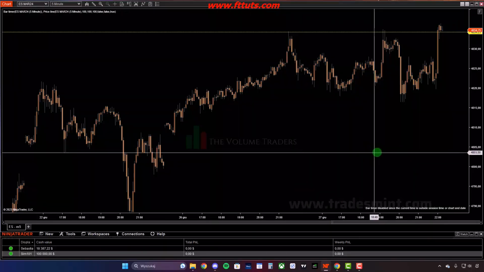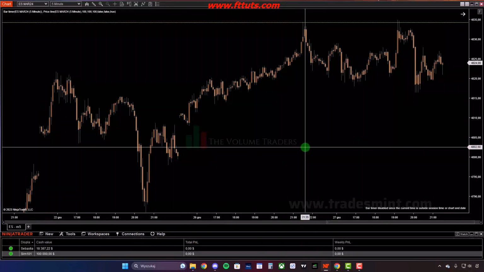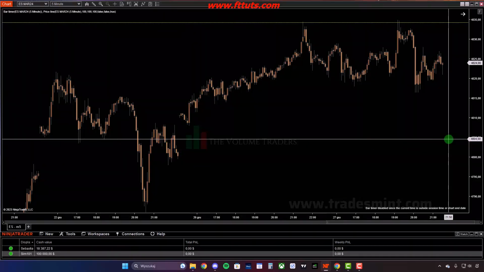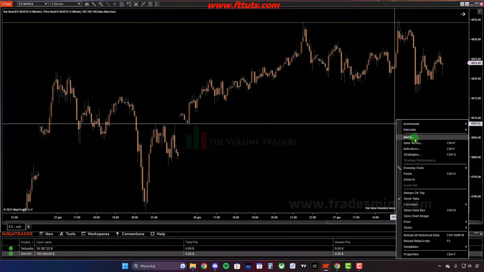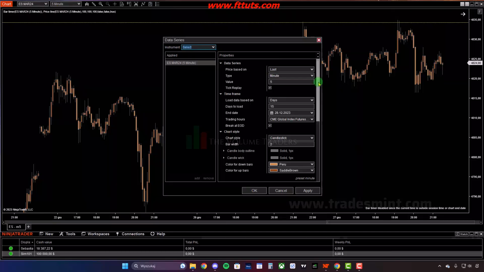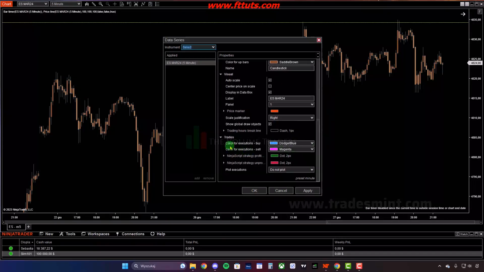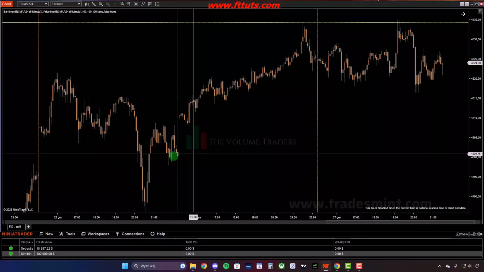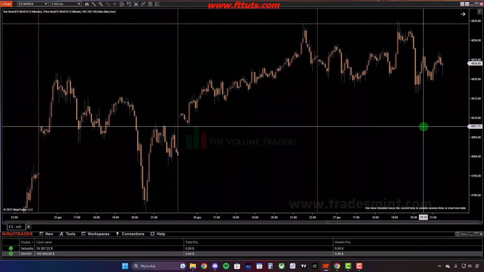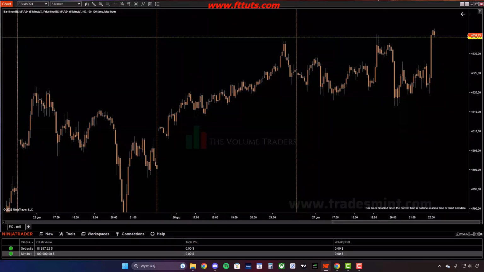Okay, so these are the basics. What we can also add from the data series here are the trading hours break lines. It's good to see them. I always use them, because I know exactly when the New York session closed.